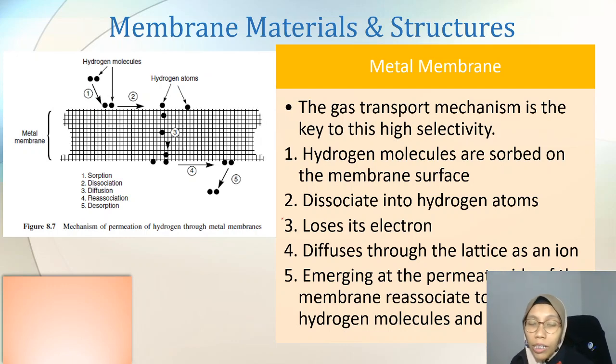Then the hydrogen molecules separate into two hydrogen atoms, and due to loss of its electron, it is diffused through the lattice of the membrane, and is going to reassociate or combine back and dissolve on the permeate side. So this is how the hydrogen moves in a metal membrane. But it's quite expensive for sure.